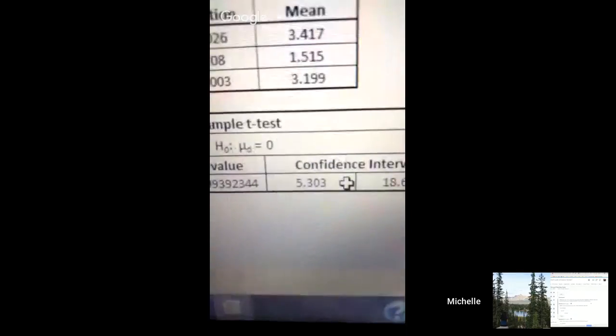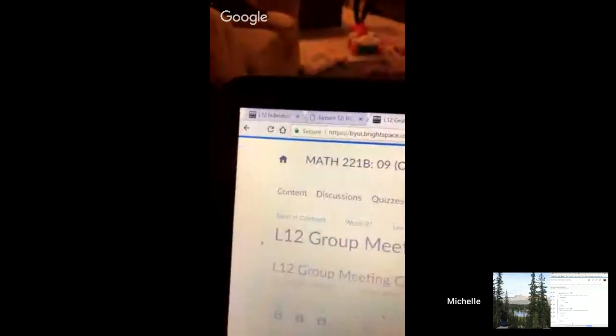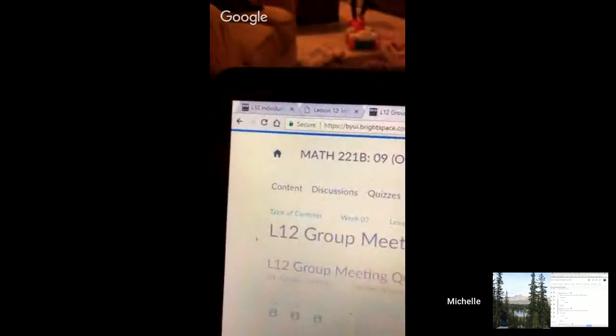So is it already just on here? Right here, confidence interval, right there, 5 point... where are you? 5.303? Wait. Because it's looking for less than. Am I supposed to be on less than? Yours is on less than. Remember how we adjusted it? Oh, less than.